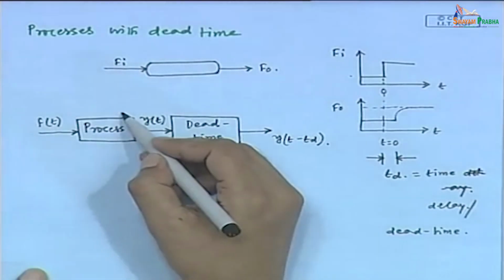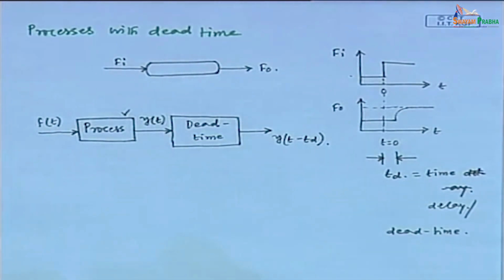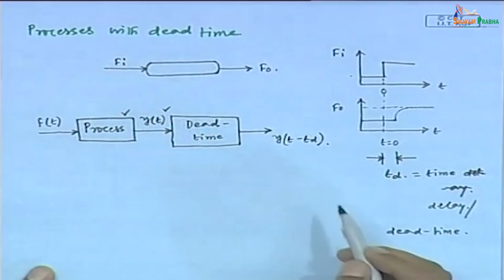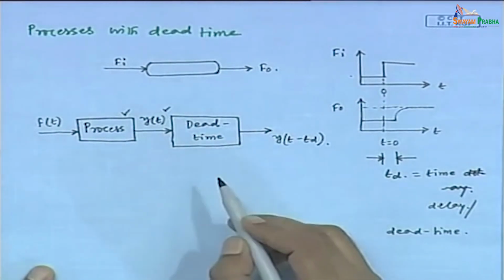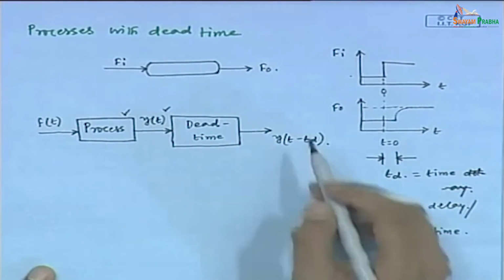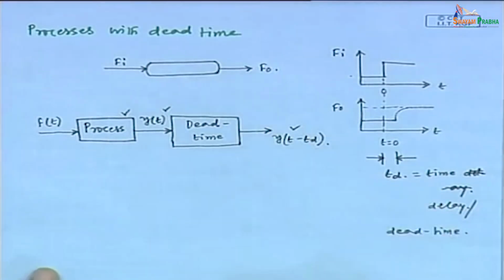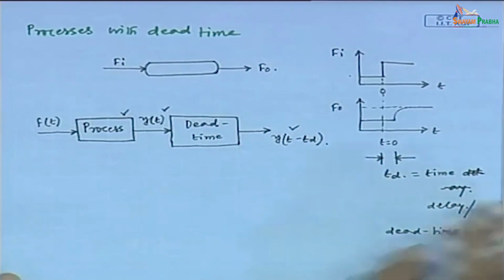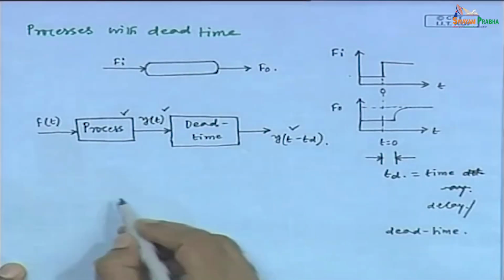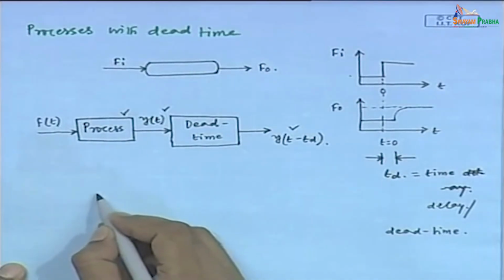This block is representing a process. Input to the process is f(t), output from the process is y(t), and another block we have included for the dead time. Output of the dead time block is y(t minus Td). Now, we will represent this block diagram considering the variables in Laplace domain. So, this will be the process.